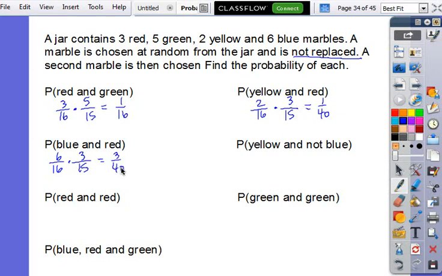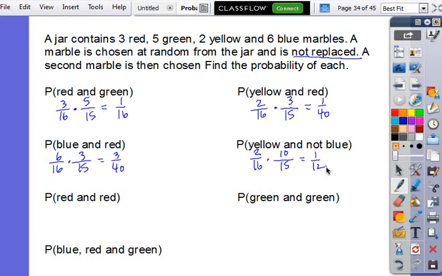All right, go to yellow and not blue. Well, yellow is 2 out of 16. All right, not blue. 10. There's 10 of them that are not blue out of the 15 that we have left. All right, how many is that? 12. 1 over 12.